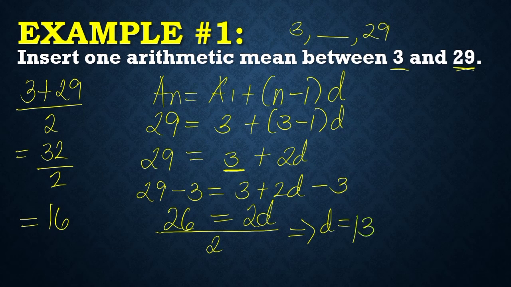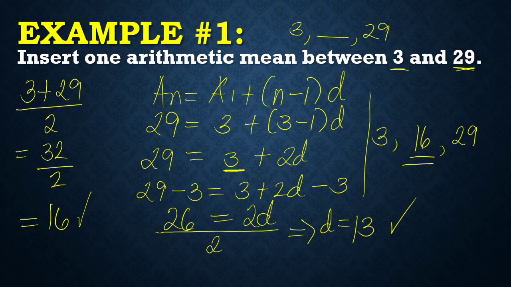Now, yung common difference na nakuha natin na 13, i-add natin dun sa first term na 3 para makuha yung arithmetic mean, yung pinakagitnang number. 3 plus 13, so dito ko na lang isulat. Pag nag-add tayo ng 13 sa 3, makukuha natin yung 16 na arithmetic mean. And then, we add again 13 to 16, makukuha natin yung last term, which is 29. So, ginamit natin yung unang process, yung arithmetic sequence formula, same lang din na makukuha. So, yung arithmetic mean na hinahanap natin between 3 and 29, that is 16.